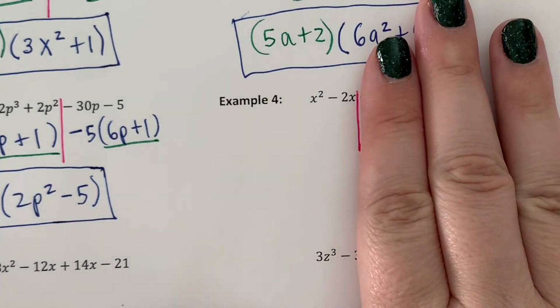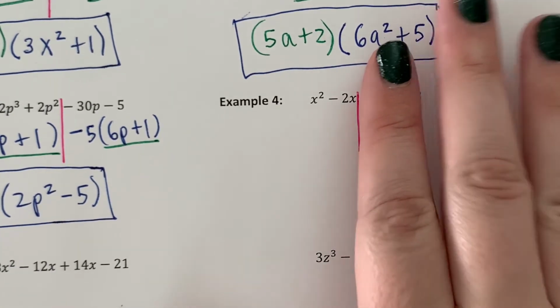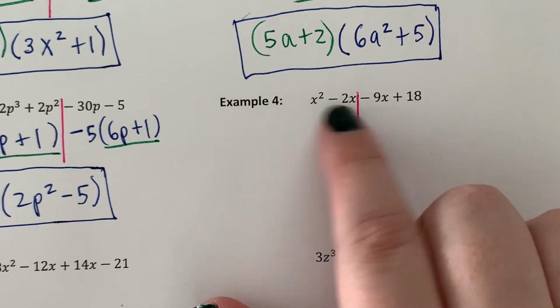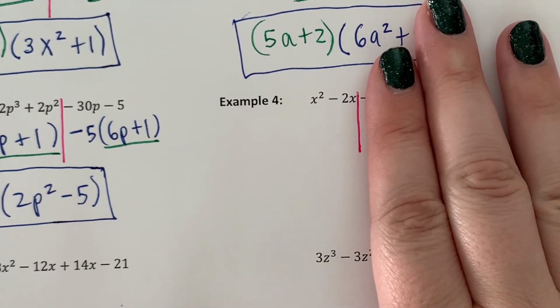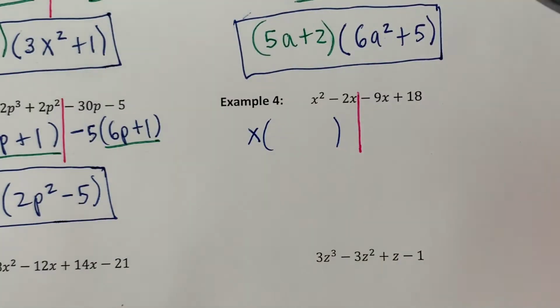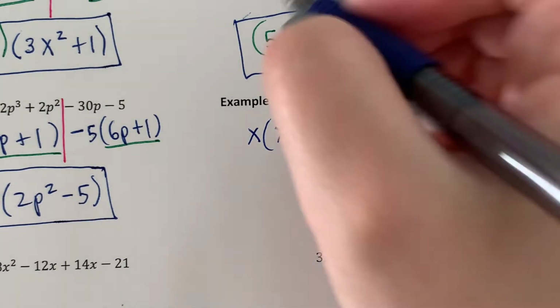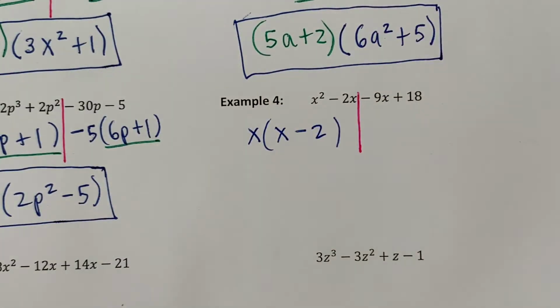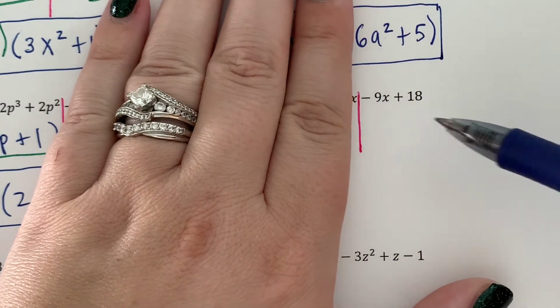But starting with my first half, I have x squared minus 2x. And so I don't have a coefficient I could pull out. I mean, I could say that I'm pulling out a 1, but I can pull out an x. Both terms have an x. So I'll pull out an x. X times what gives me x squared? X times x gives me x squared. And x times what gives me negative 2x? That would be negative 2. Now I'm done with my first half. Moving on to my second half.